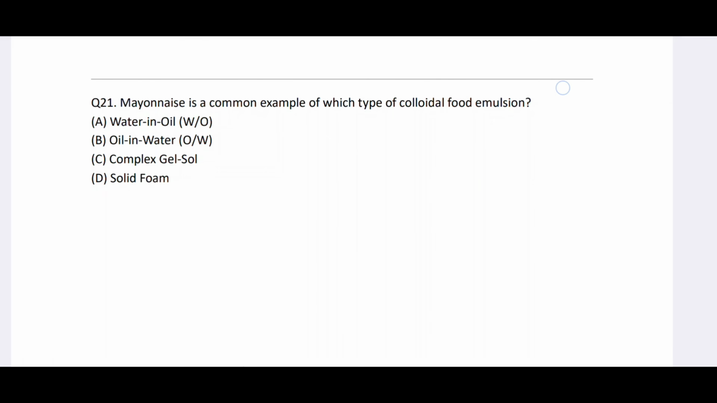Next question is, mayonnaise is a common example of which type of colloidal food emulsion? So the right answer will be option B, which is oil in water. So oil droplets are dispersed in water in mayonnaise, while butter is the example of a water in oil emulsion.